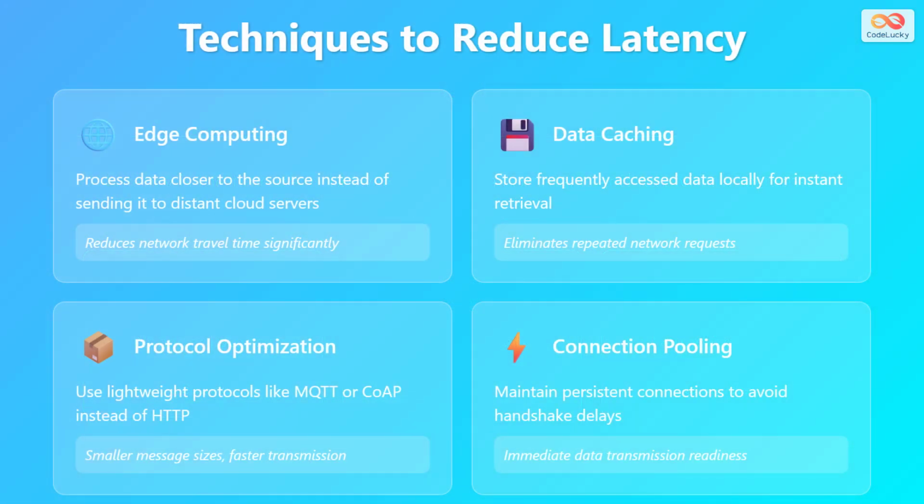There are several effective techniques to reduce latency in IoT systems. Edge computing processes data closer to the source instead of sending it to distant cloud servers, which significantly reduces network travel time. Data caching stores frequently accessed data locally for instant retrieval, eliminating repeated network requests. Protocol optimization uses lightweight protocols like MQTT or CoAP instead of HTTP, resulting in smaller message sizes and faster transmission. Finally, connection pooling maintains persistent connections to avoid handshake delays, providing immediate data transmission readiness.